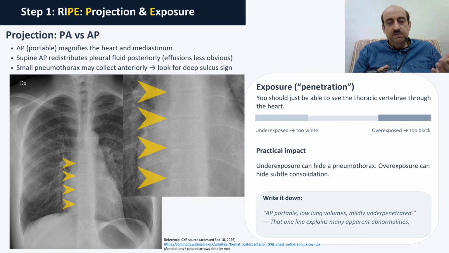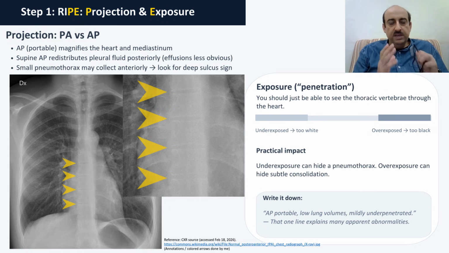So what's the problem? Air is black, so if it's underpenetrated, you might miss a subtle or small pneumothorax, and overpenetrated means it's more blackish. So if it's overpenetrated, the white substance, which is more like consolidation or infective etiology, will be difficult to pick because it might appear more blackish. So the white tone is now converted more towards a blackish. So that's why you need to be able to look at adequate exposure.